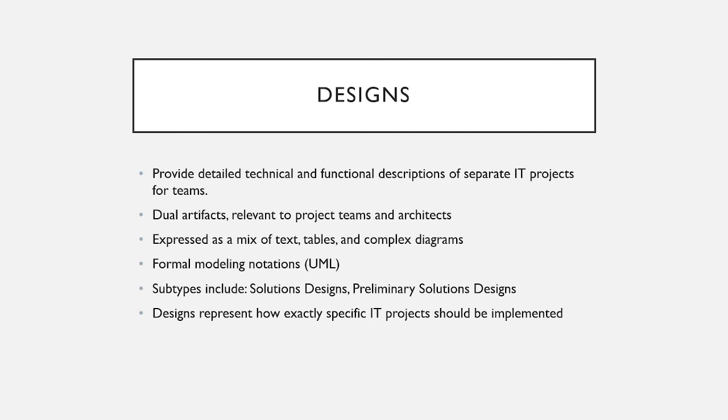Designs provide detailed technical and functional descriptions of separate IT projects for teams. They are dual artifact and relevant to project teams and architects. They are expressed as a mix of things: text, tables, complex diagrams, anything that is essential to get this program or project where it needs to be. Now, all of this is done through formal modeling notations, the example here being UML. That's not really important, but what is important is to know that a lot of the notation and way that information will be recorded on a project like this will be hyper-specific to that team.